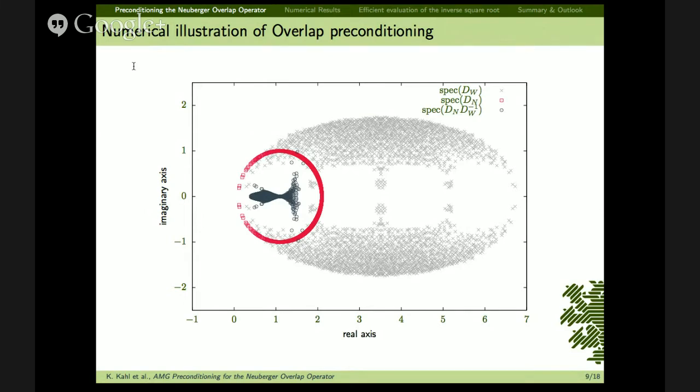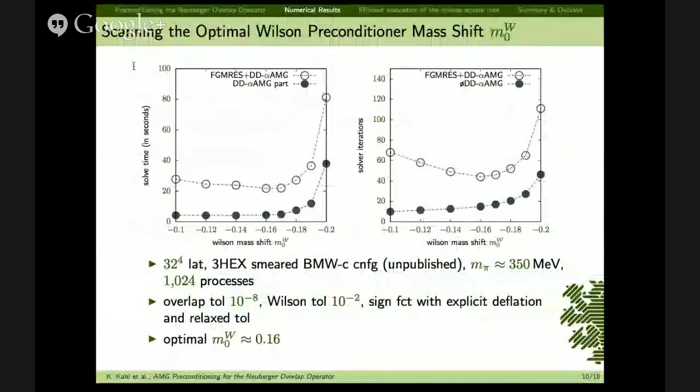This is not something you can prove, but it's something you can play around with. But it's clear that just aiming for the smallest ones is not optimal. It's not optimal as a preconditioner in the number of iterations of your Neuberger system, and it's also not optimal because your preconditioner gets too expensive.